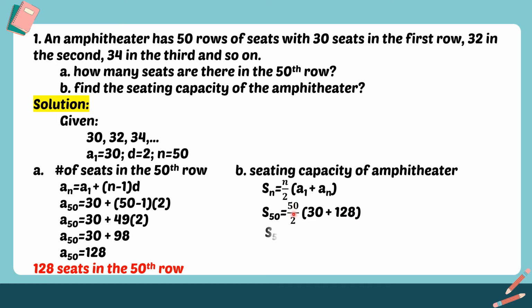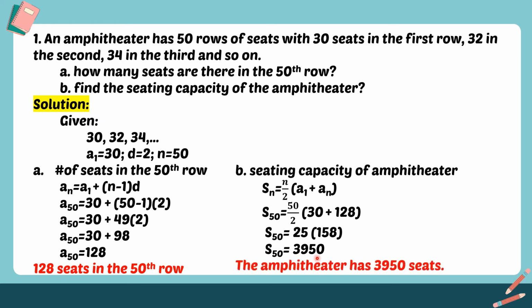And then, 50 divided by 2 is 25. 30 plus 128 is 158. And then, multiply tayo. 25 times 158 is equal to 3,950. It means the amphitheater has 3,950 seats. O yung seating capacity ng amphitheater ay 3,950. Pwede siya mag-accommodate ng ganito karaming tao.